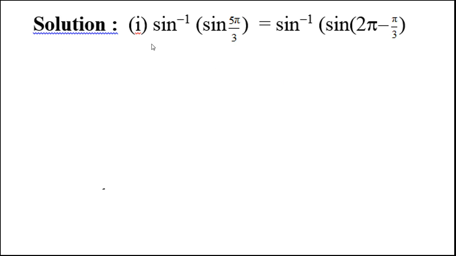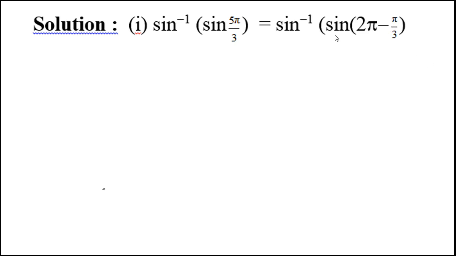First is sine inverse sine 5 pi by 3. This angle 5 pi by 3 is not in the principal domain of sine function. So what we do? We write this 5 pi by 3 as 2 pi minus pi by 3. So I express 5 pi by 3 as 2 pi minus pi by 3.